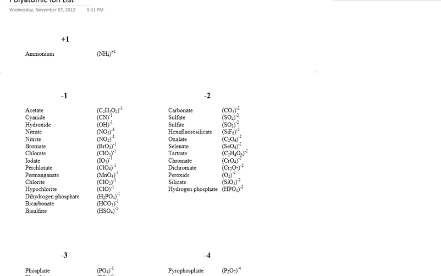Now we're taking a look at how to write the formula for an ionic compound. An ionic compound has to have some sort of ion in it. Most times you'll have a metal with a nonmetal. The first part will have a positive charge and the second part will have a negative charge. And it's easy to find these things on the periodic table.